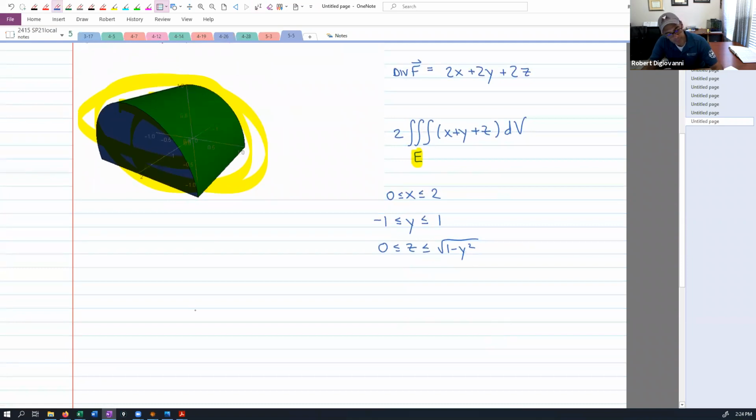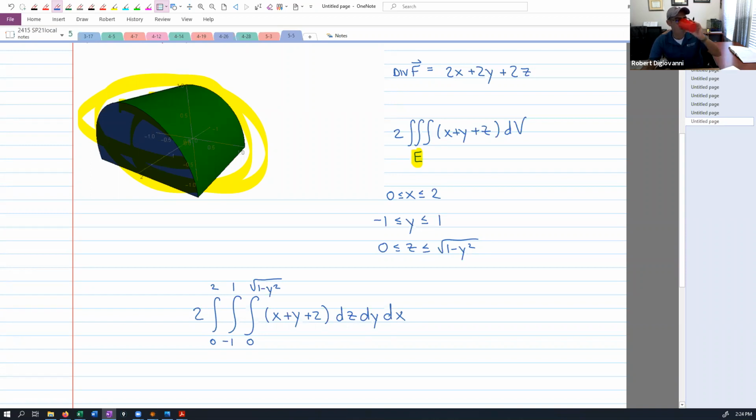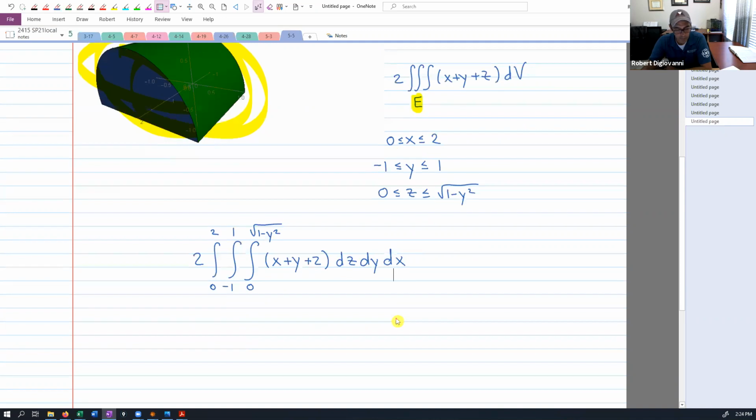So it may not be pretty and perfect, but here's what we've got. The x's go from 0 to 2, y's go from -1 to 1, z's go from 0 to the square root of 1 minus y squared, and we're integrating x plus y plus z with respect to z, then y, then x. Shall we?